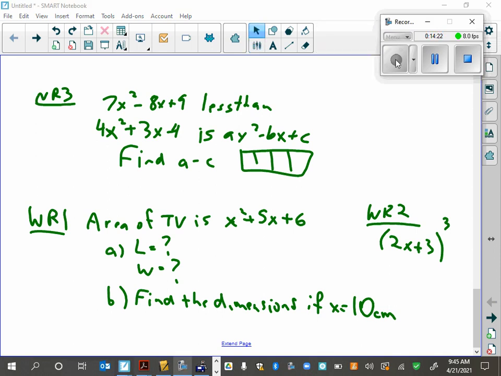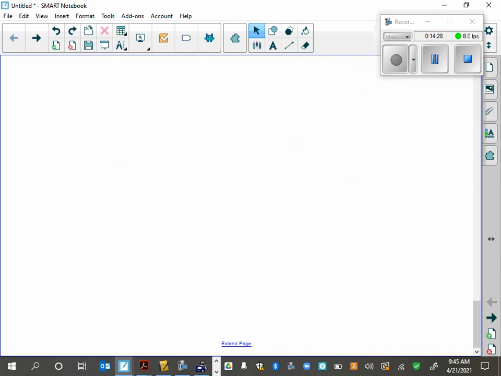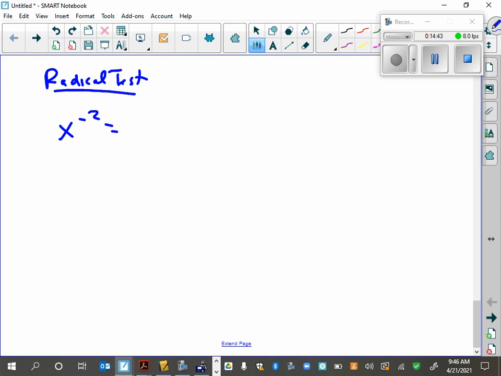Pause. Okay, so we just looked at a factoring test. Now we're going to give you some radical questions that were on the test. So this is a radical test, and we're just going to do them, you guys. I'm going to just change this one. X to the negative 2 equals 1 over 25. What's x equal?